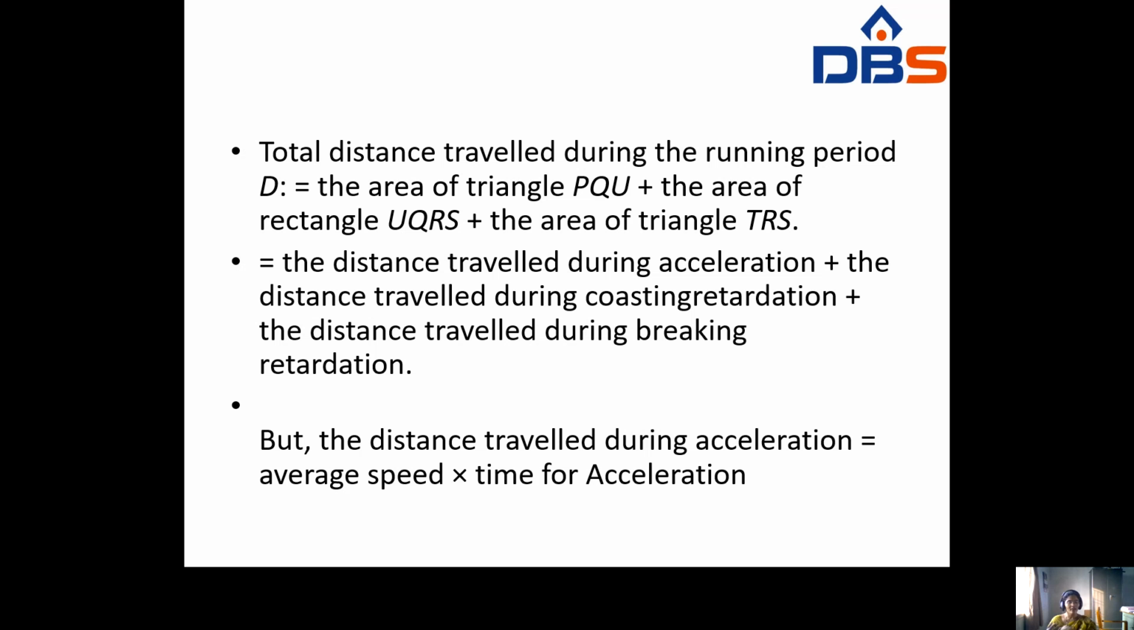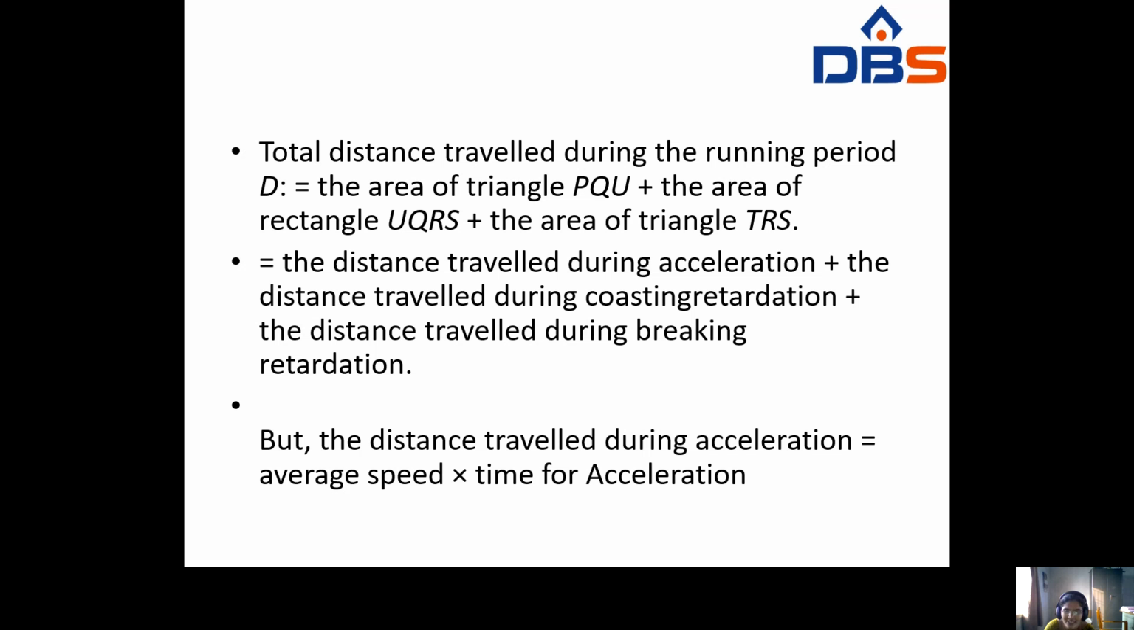Okay, so that means here we need the distance traveled during the acceleration period, the distance traveled during the coasting period, and the distance traveled during the braking retardation. The distance traveled during acceleration is equal to average speed into time for acceleration. As with the previous trapezoidal speed-time curve, here also we have to find the distance traveled in the individual cases, that means during acceleration, coasting period and braking period. And finally you have to add them to get the total distance traveled.